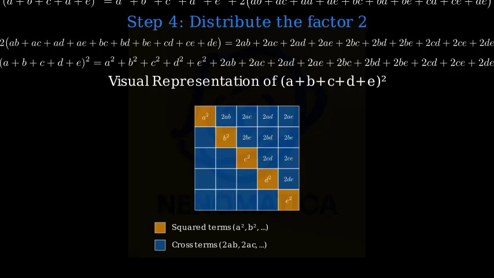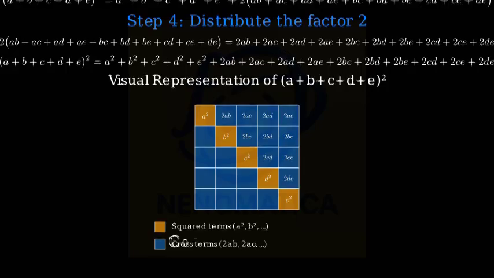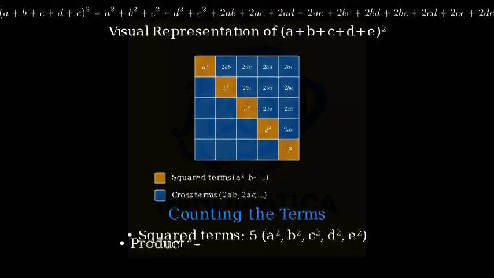Let's take a moment to count the number of terms in our final expansion. We have 5 squared terms, 1 for each variable, and we have 10 product terms, each multiplied by 2. In general, when expanding (a1 + a2 + ... + an) squared, we'll have n squared terms and n(n-1)/2 product terms, each multiplied by 2.